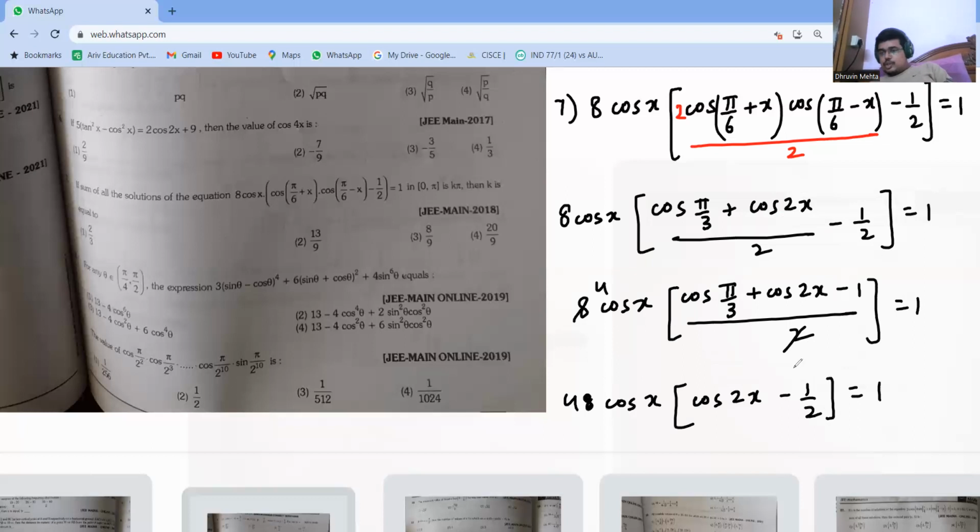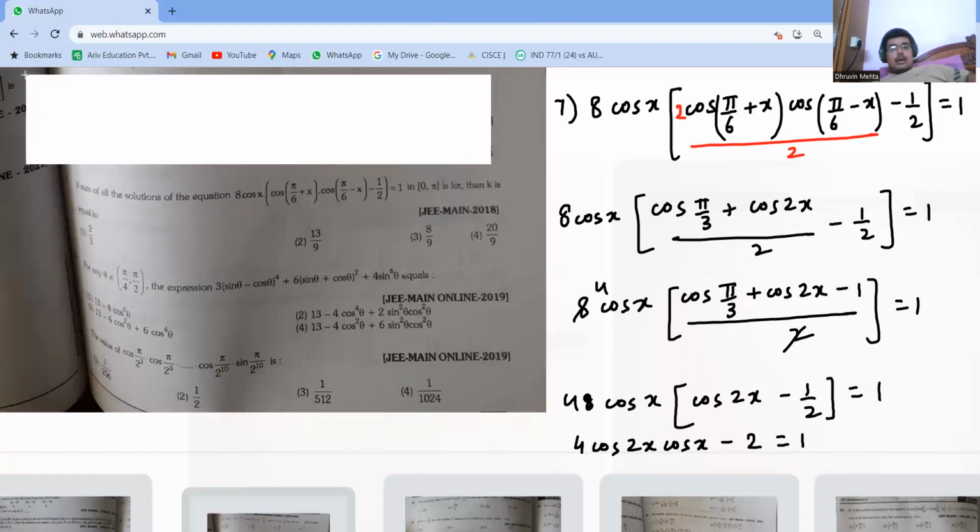Check this. Are you following this, Trisha? Arush? Muskan? Yeah. ब्रैकेट्स को एक्सपैंड कर देते हैं. So we will get 4 cos 2x cos x minus 2 equal to 1. How will you simplify this? 4 cos 2x cos x. Defactorization. Again, perfect Muskan. Excellent.